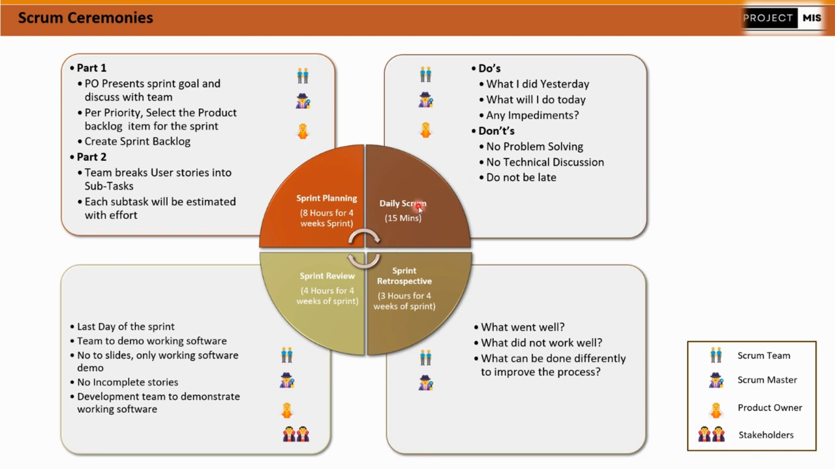Let's review daily Scrum. 15 minutes is the time box duration. Scrum team, Scrum Master, and product owner should join the call. Do's: we should talk about what I did yesterday, what I will do today, and if there are any blockers or impediments, I can talk about them. If not, fine. Don'ts: we should not go for problem solving during the call. We should not indulge in technical discussion during the call, and we should not be late. We should maintain the timelines. Join on time, leave on time. That's about daily Scrum.